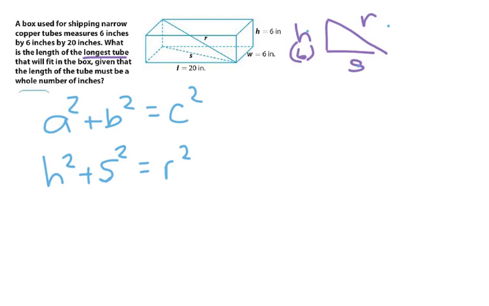But we have a problem because we don't know what S is, and we need S, because we also don't know what R is. So I'm taking a look at this now, and I'm realizing that we're going to have to find another triangle in order to find out what S is.